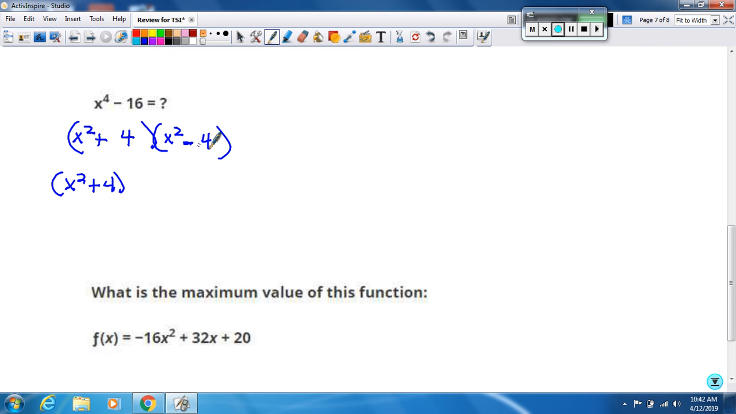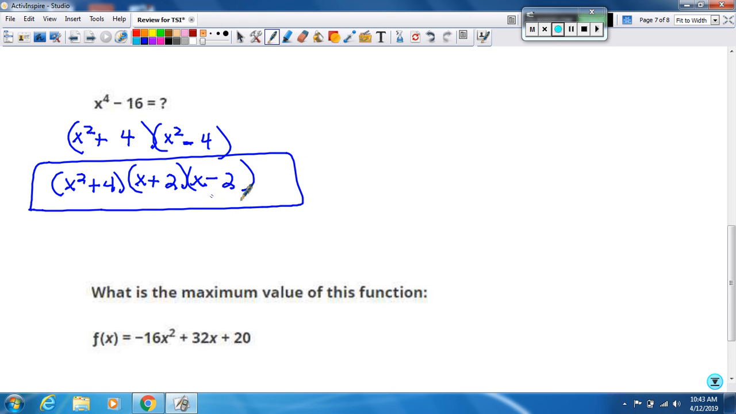But this is a difference of 2 squares again, because the square root of 4 is 2. So you can take that one again. You split up your x's evenly. To get a negative, it's a positive times a negative, and the square root of 4 is 2. And that's the answer. It's gone all the way down now.